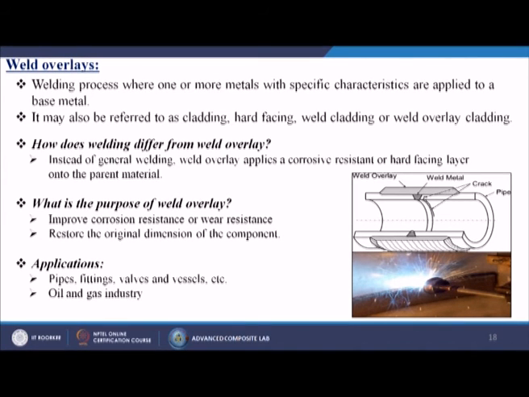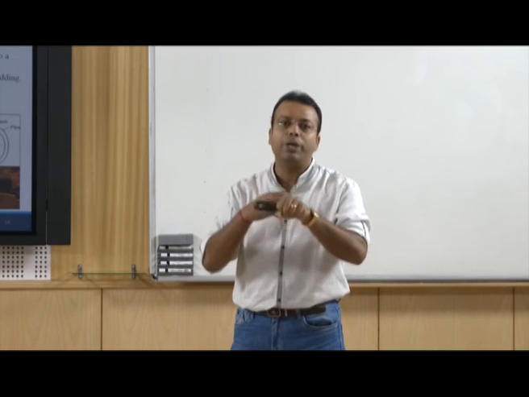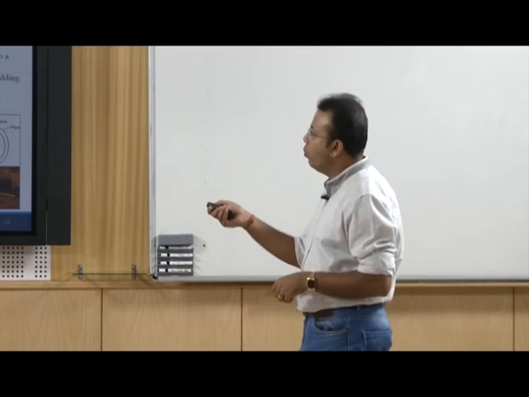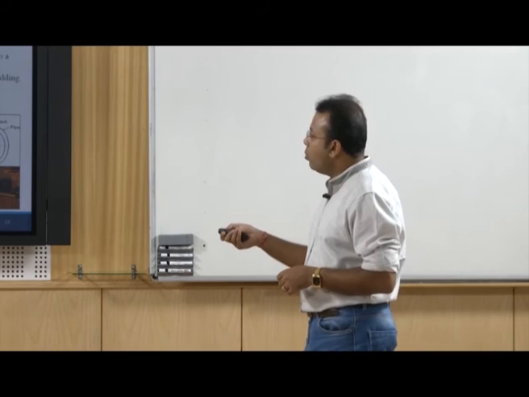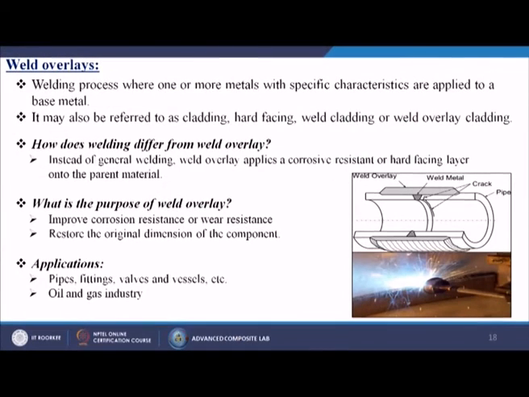So, first initially we are trying to join these two materials. So, we are doing the welding. Now, we have some kind of welding joint over there. So, now on top of that we are making a layer of some other material by which we can do the weld overlays. So, what is the purpose of weld overlay? Improve corrosion resistance or wear resistance, restore the original dimensions of the component.